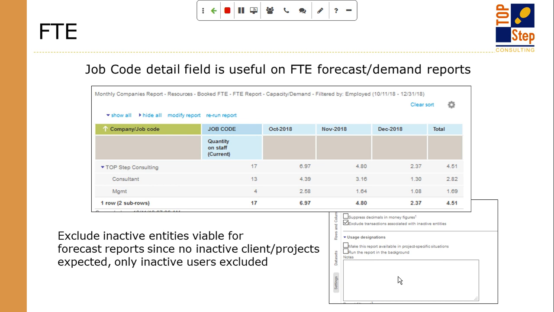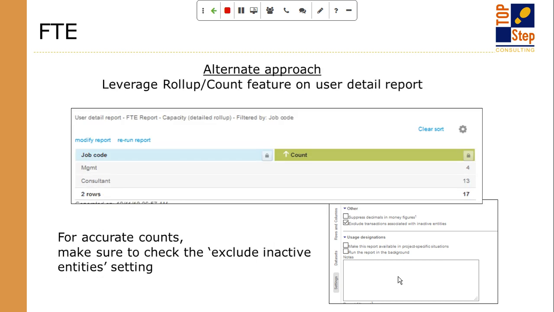Oops, I'm on the wrong slide here. This is what I mean, alternate approach. So I can leverage this roll-up count option on something like a user report, and I can filter by user information, and then I can use the roll-up to be able to count how many I have. So I get the same numbers, but I'm doing it a different way. So I'm not using that quantity field because that's a detail field. I want to use the count and roll-up feature in the detail report.